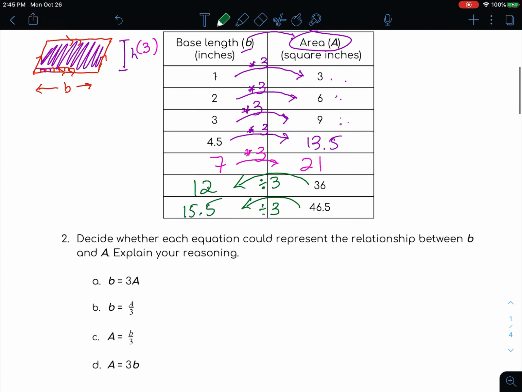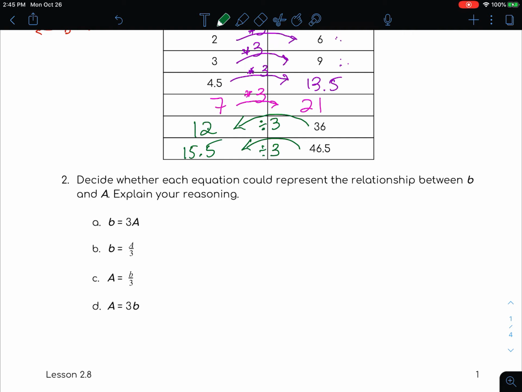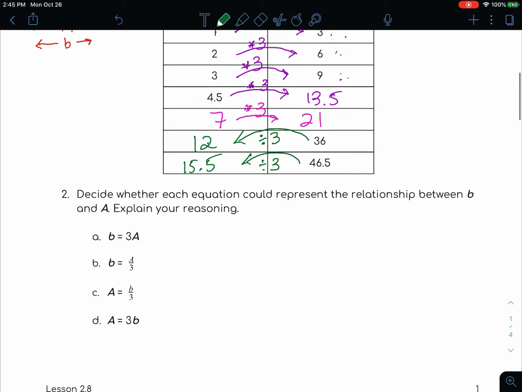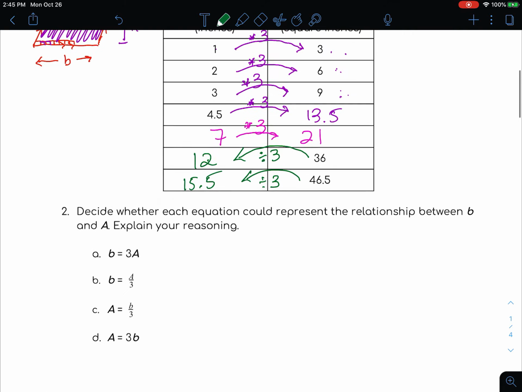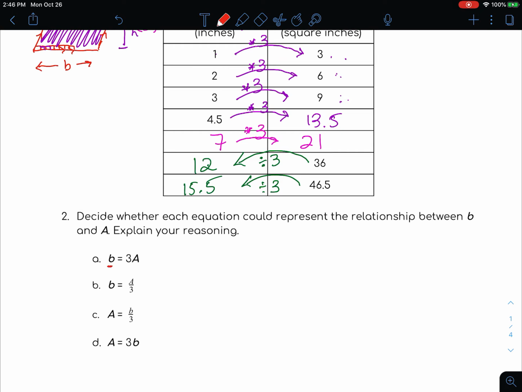All right, so which equations from up above would be happening, or reverse of that, decide which equation below could represent the relationships between the base length and the area. Explain your reasoning. Well, let's go through and see if each one of these would in fact work. All right, the first one is saying base length is 3 times the area. Base length equals 3 times the area.